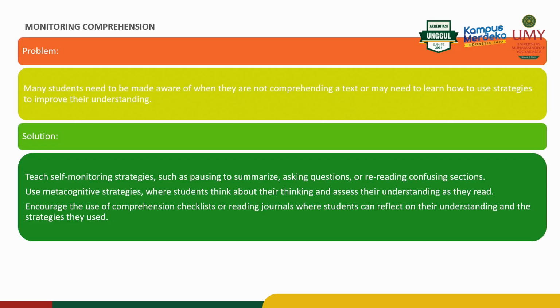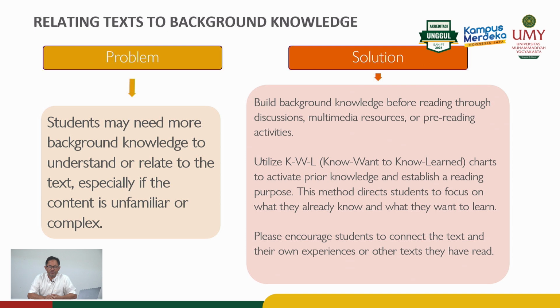The next macro skill is relating text to background knowledge. Usually, students have problems in relating text to background knowledge. Students may need more background knowledge to understand or relate to the text, especially if the context is unfamiliar and complex. If you have such a problem, then it is better for you to ask your students to build background knowledge before reading, through discussion, multimedia resources, and reading activities.